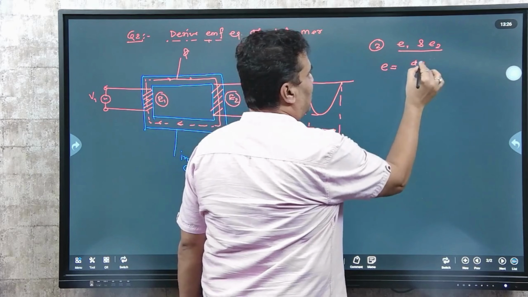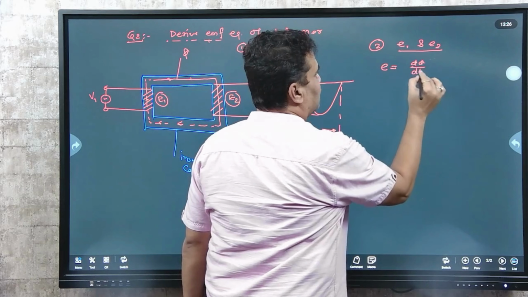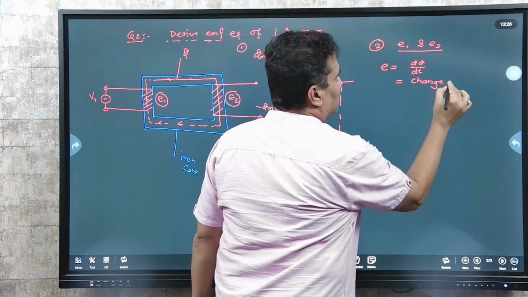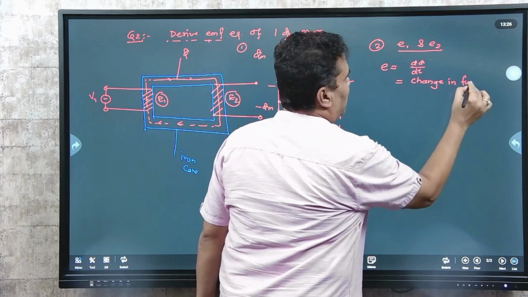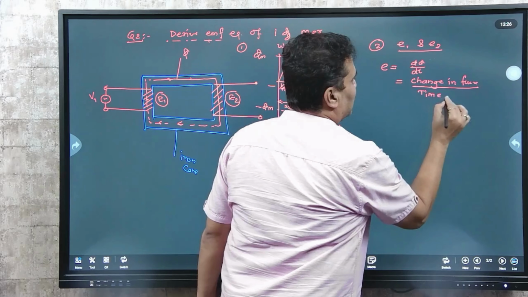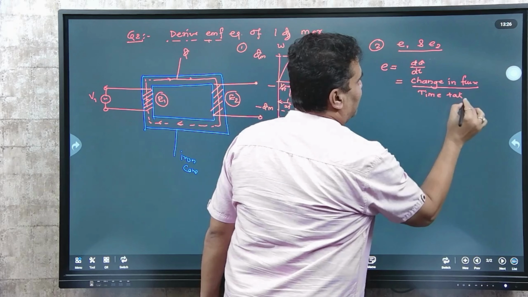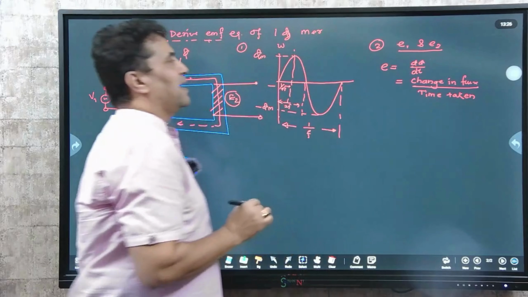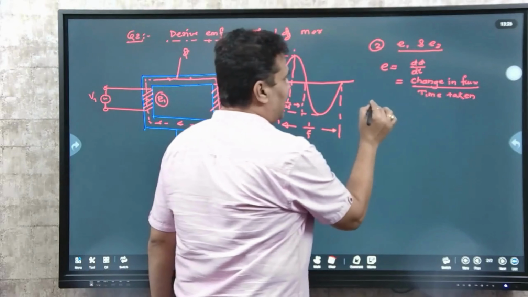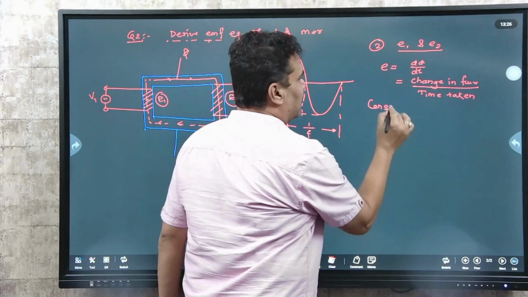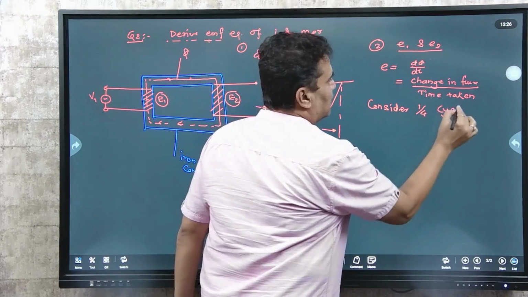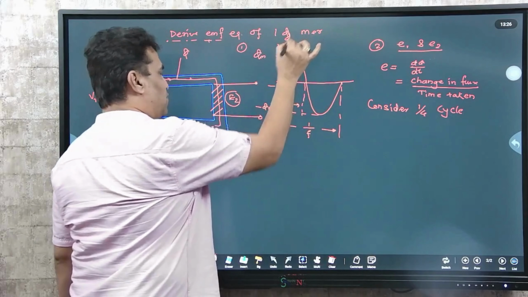And what is Faraday's law? d phi by dt. So what is d phi? d phi is always called the change in flux. And what about dt? That is called the time taken. So you have to write this equation properly. First write d phi by dt, below it write change in flux and time taken. And to derive this equation, you have to write: consider quarter cycle. You have to consider just 1/4 cycle.